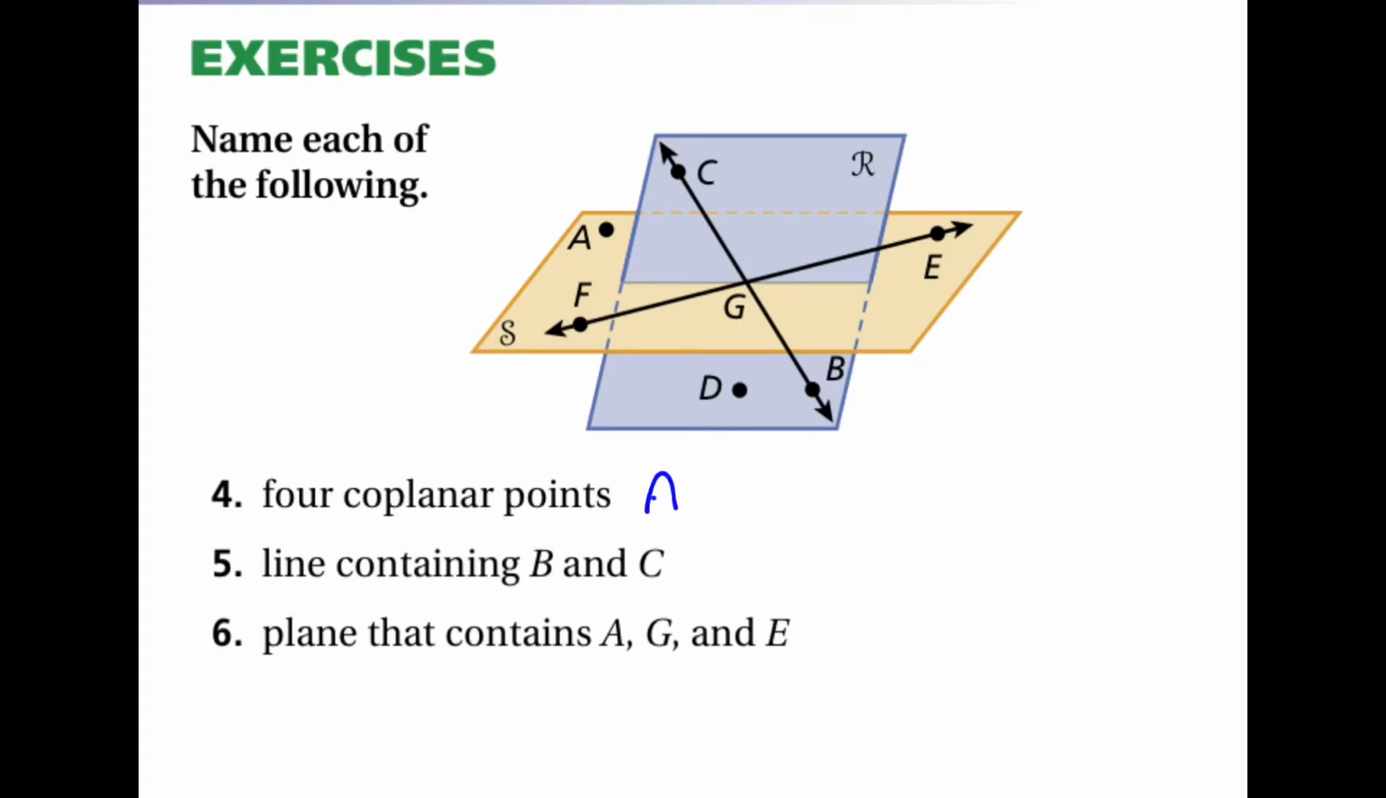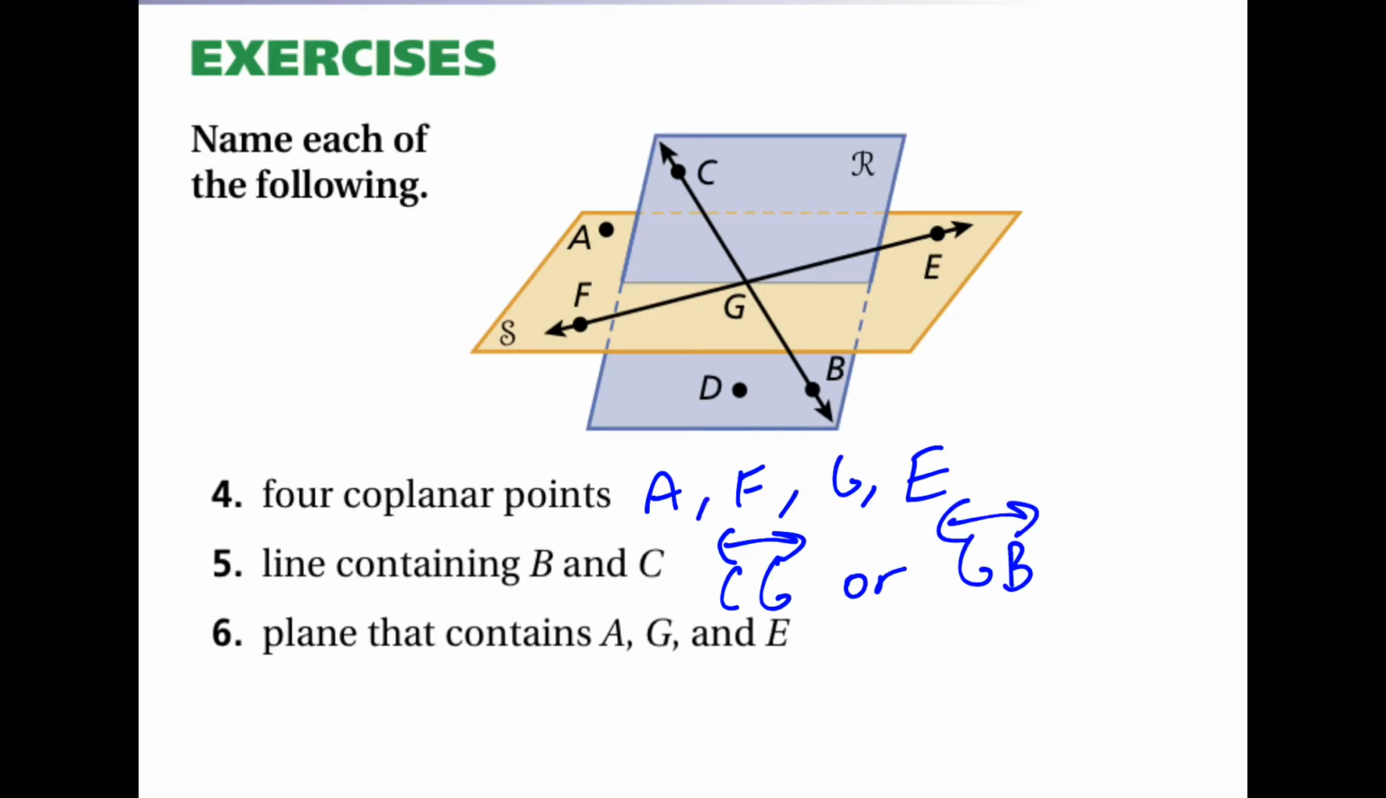We have points A, F, G, and E. A line containing both points B and C, we can call this line CG, or GB, or a variety of other names as long as it involves two of these 3 points and the arrow above them. A plane that contains A, G, and E, we can call this plane S, based on this cursive letter without a point here.